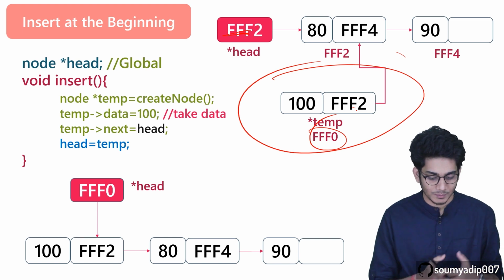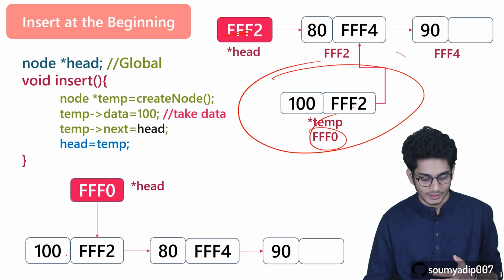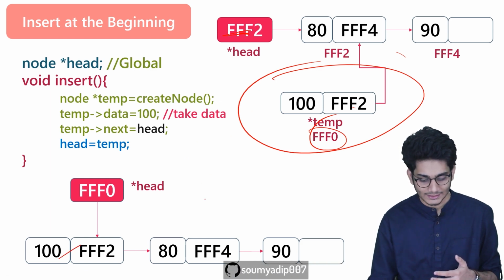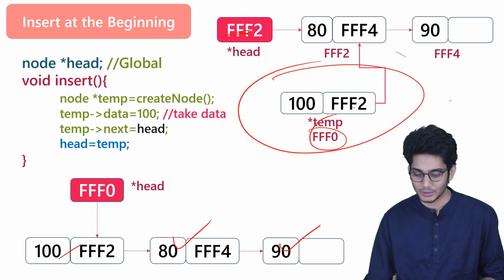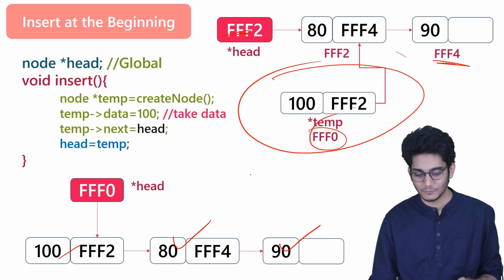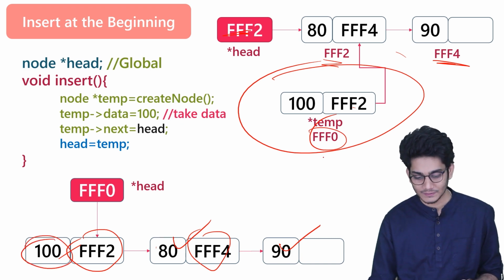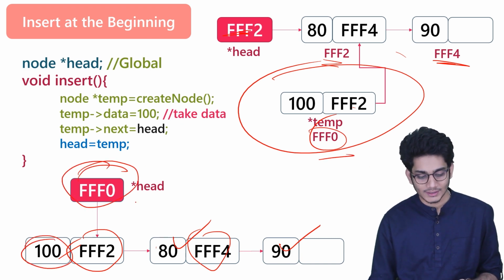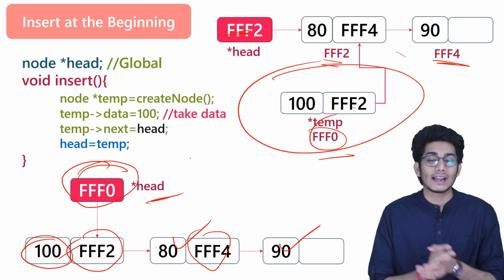So fff0 is pointing to this node, that is 100. Then 100 is pointing to this node, that is 80. 80 is pointing to 90, that is fff4. You can see that the address of 90 is fff4, so it's stored in 80. The address of 80 is fff2, it's stored here, and the address of this block is fff0. So we have stored the address into head. I think these portions are clear, how you can add a node at the beginning of a list.